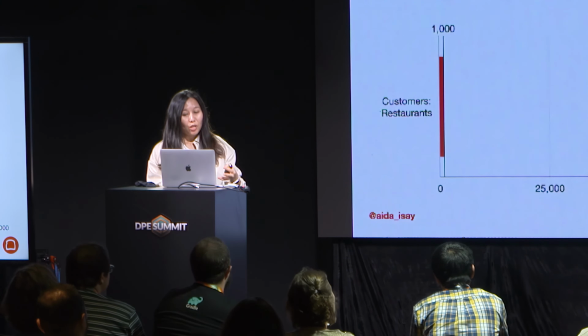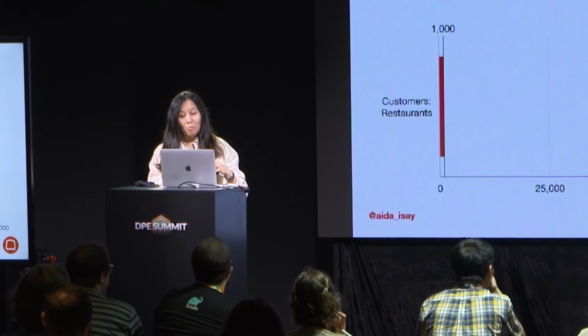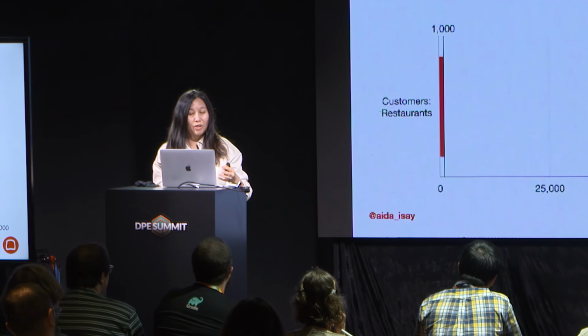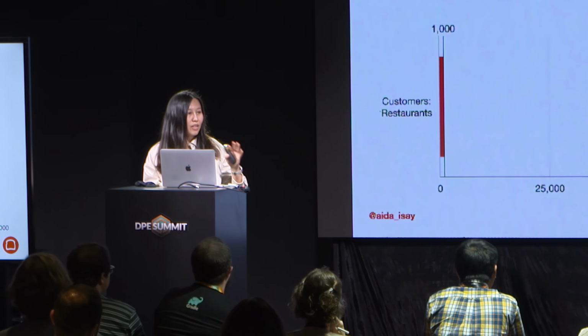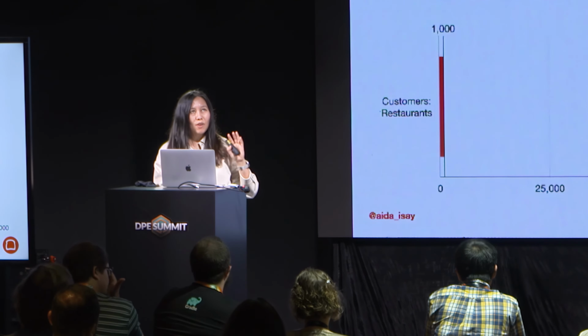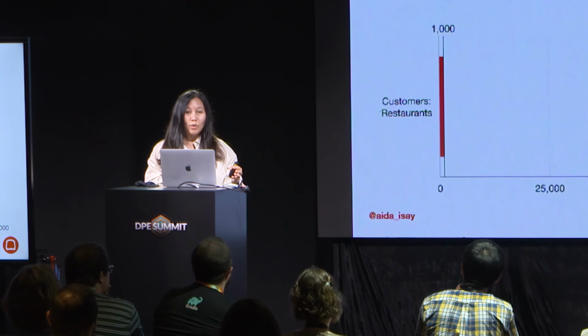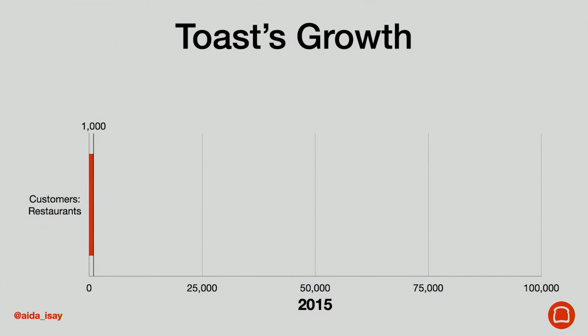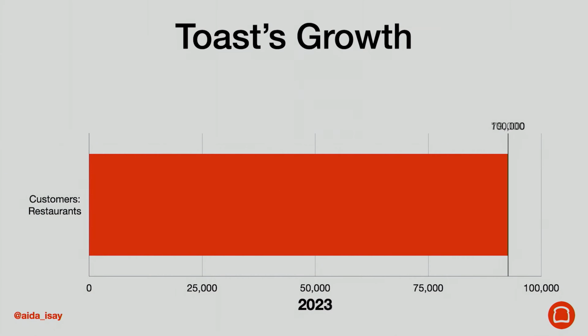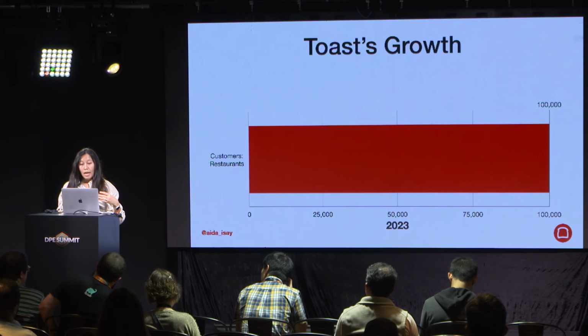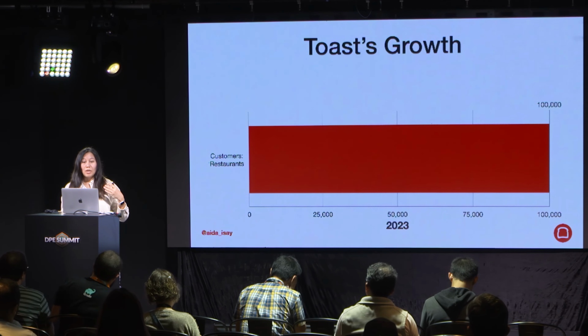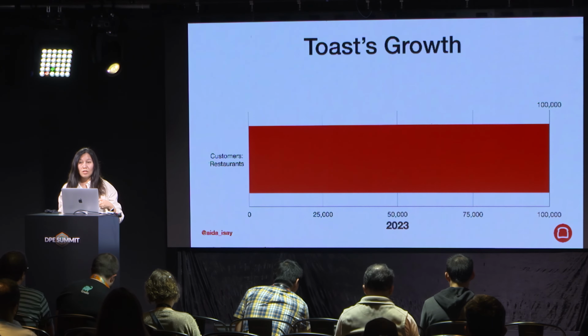So, Toast. Toast is a restaurant point of sale and management system that helps restaurants improve operations, increase sales and create better guest experience. It was founded back in 2012, and in early 2015, we had about 1,000 customers, 1,000 restaurants. Fast forward to 2023, we now serve about 100,000 restaurants across the US. And our point of sale app is running on over 500,000 devices.